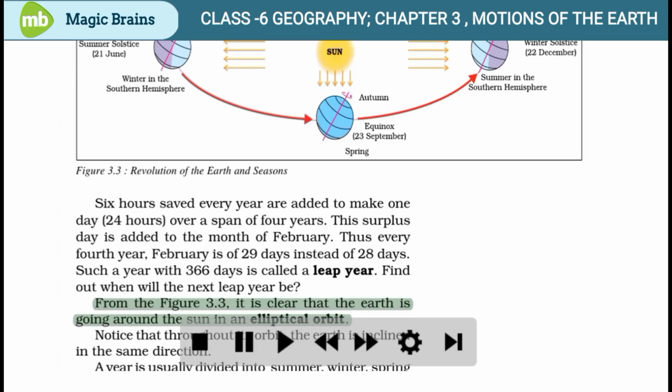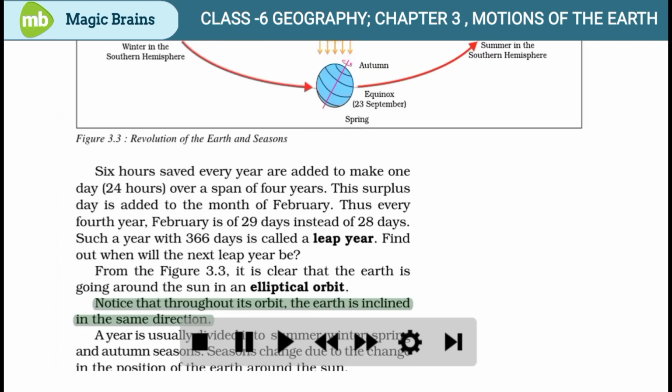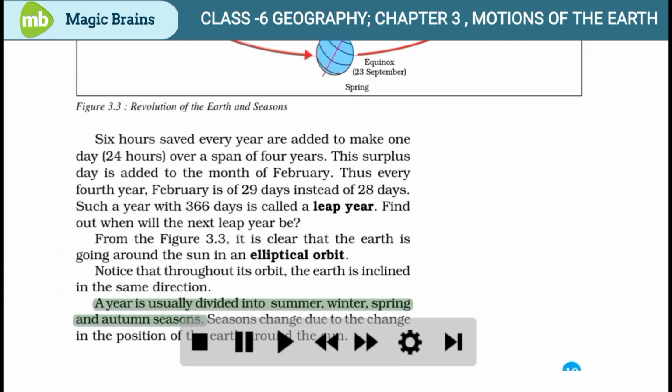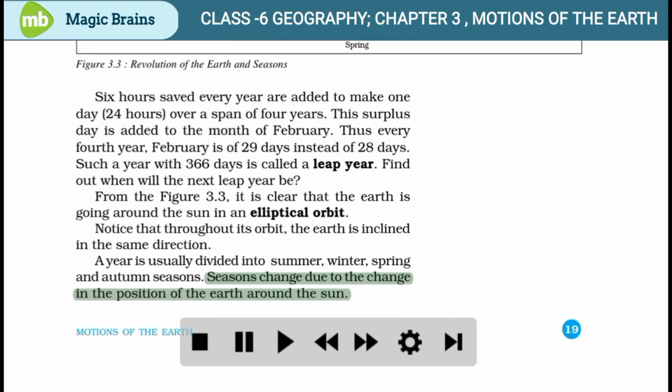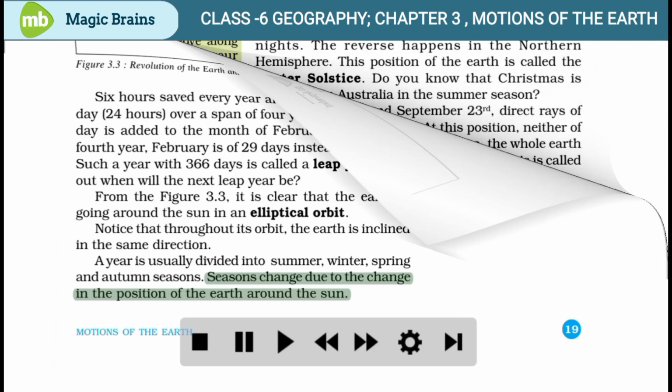From figure 3.3, it is clear that the Earth is going around the Sun in an elliptical orbit. Notice that throughout its orbit, the Earth is inclined in the same direction. A year is usually divided into summer, winter, spring, and autumn seasons. Seasons change due to the change in the position of the Earth around the Sun.